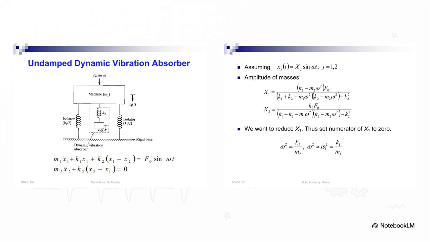By looking at the system and its equations side by side, we see how mass 1 and mass 2 create a coupled system. When we apply Newton's second law, notice how the forces from that secondary spring, K2, link the two masses together. By assuming a harmonic response, we can solve these to get the amplitude equations for both masses. We call the amplitude for the main machine big X1 and the absorber's amplitude big X2.